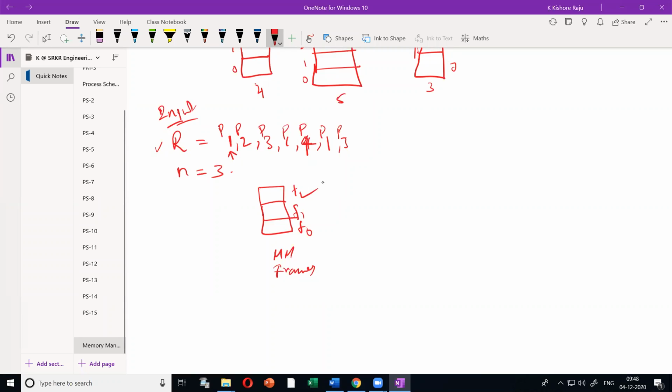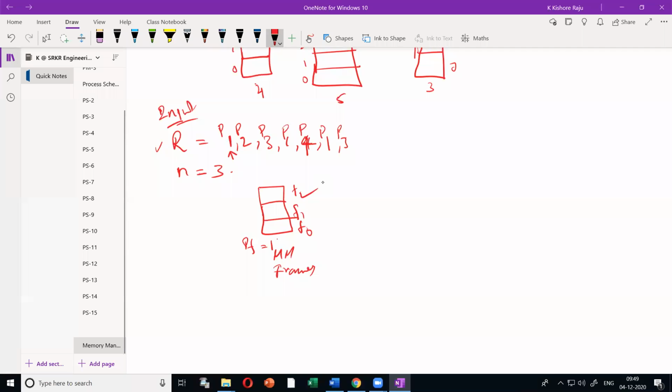Okay, so is P1 available in the main memory frames? Yes or no? No. Then what happens? If the requested page is not available in the main memory frames, it raises a trap. What is that trap? Page fault. So PF equals 1.